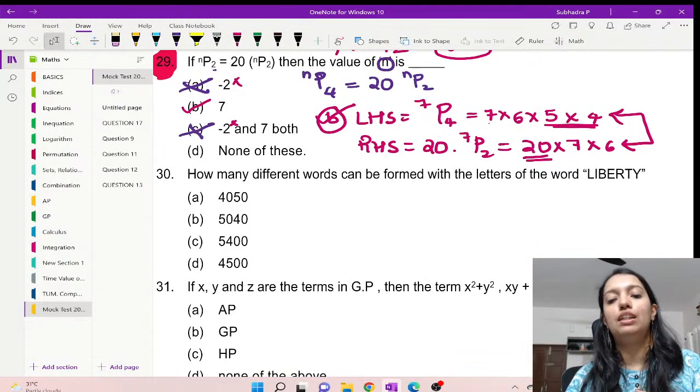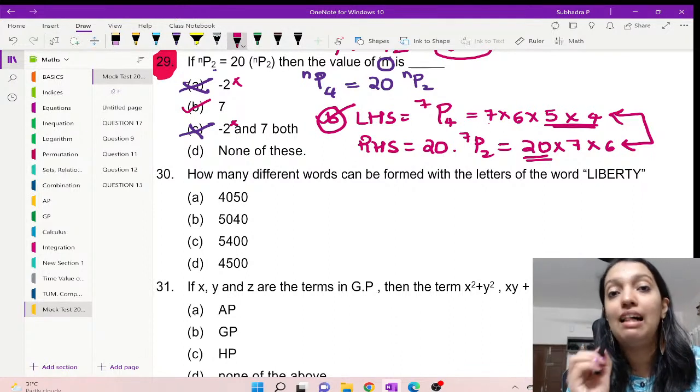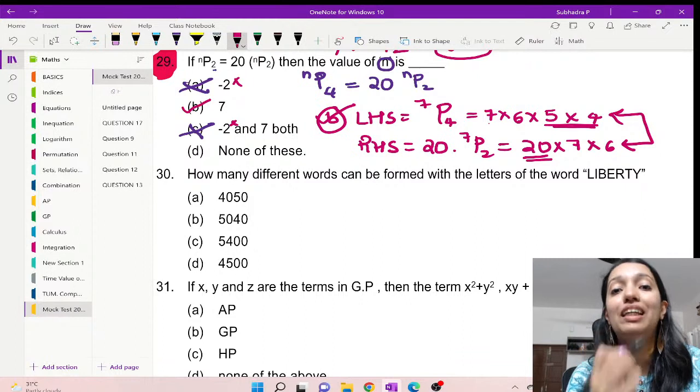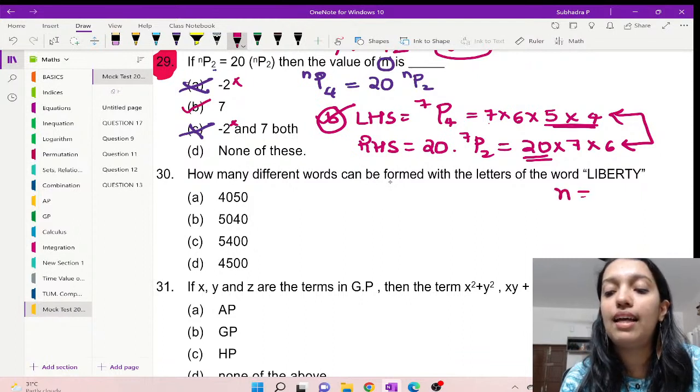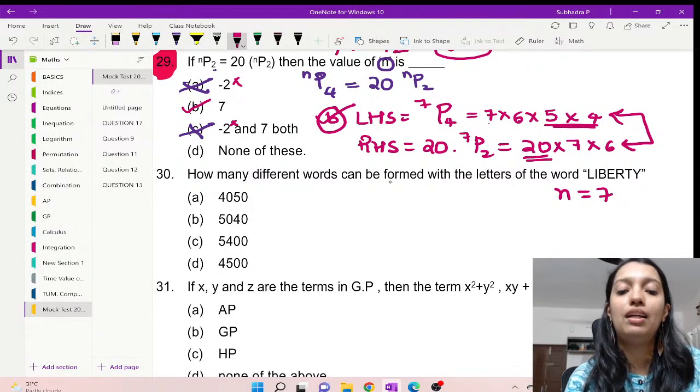How many different words can be formed with the letters of the word liberty? Arey Baba, very simple question. Liberty has how many letters in it? Count, n value. It is 7. So how many different words?